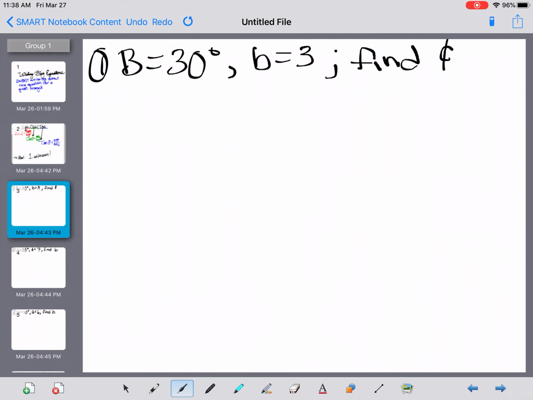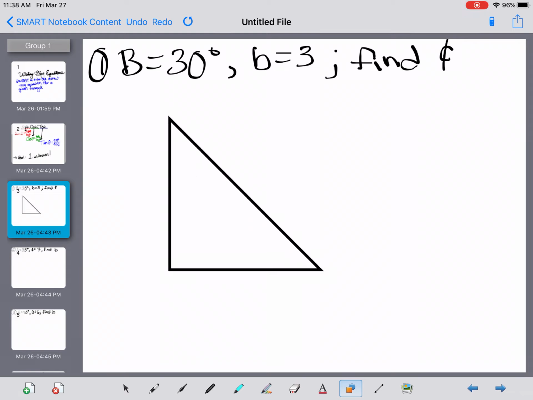Okay, in this example, we're looking at a capital letter B that's an angle, a lowercase b that's 3, and we're looking to find something that looks like a cent sign. That's bizarre. Let's start by drawing a triangle, and then I'll go over these conventions for you. All right, so we draw a triangle.